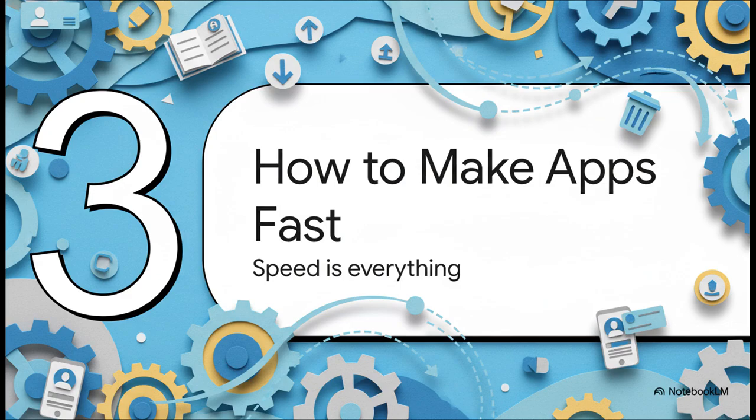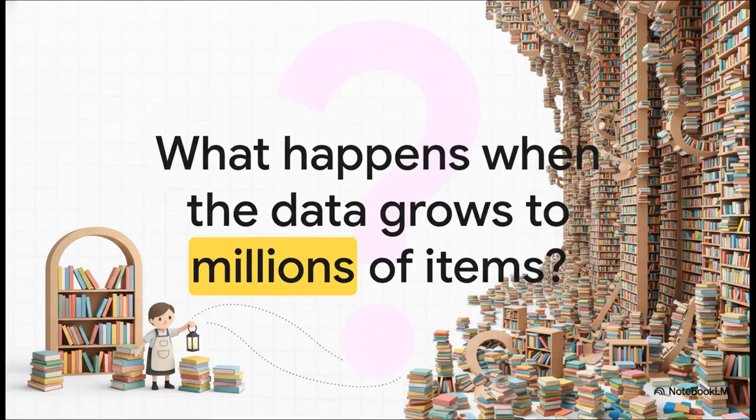That's it. It sounds pretty simple, right? But here's the big question. How do massive apps with millions or even billions of users stay so incredibly fast? Let's go back to our library. If it only has 100 books, finding the one you want is pretty easy. But what if it had millions of books?